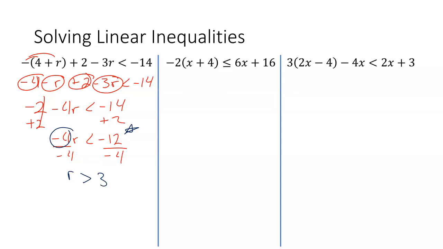Make sure that you're switching that inequality. There are a couple of different ways that we can represent linear inequalities in their solution set. This is an inequality statement.